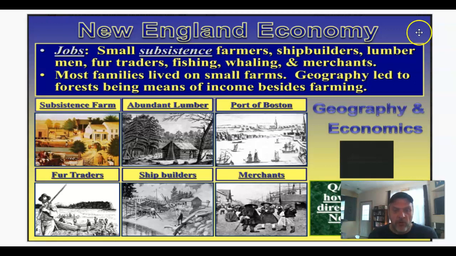Most families lived on small farms, as opposed to the larger plantations that would take shape in the Chesapeake colonies. Because of the environment and geography, they had access to large, abundant forests, which means they were big into timber, fur trading, lumber, those kinds of industries besides farming. They had ports, the port of Boston. Boston was founded eventually by the people who settled along the northeastern coast. And then fur traders, shipbuilding, and merchants became part of the economy as well.